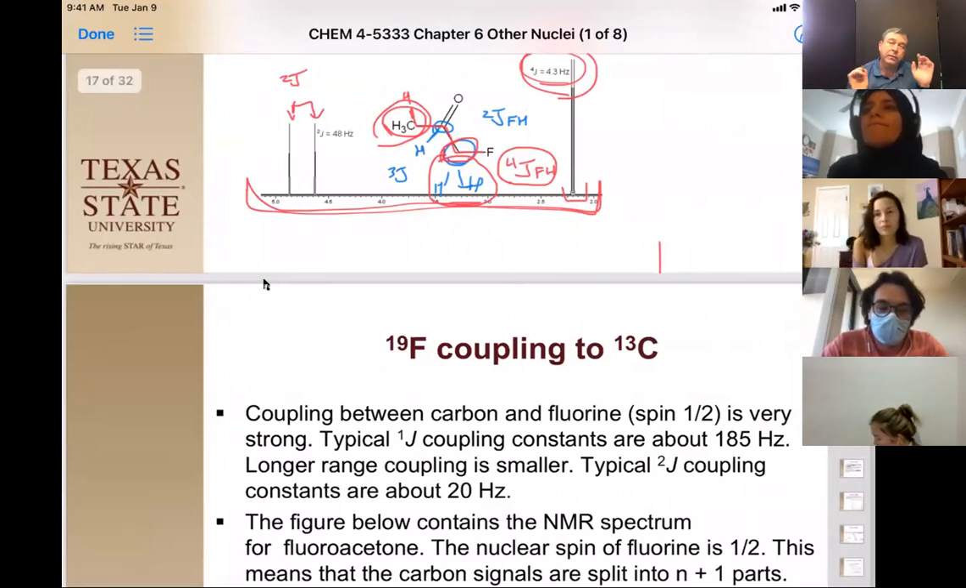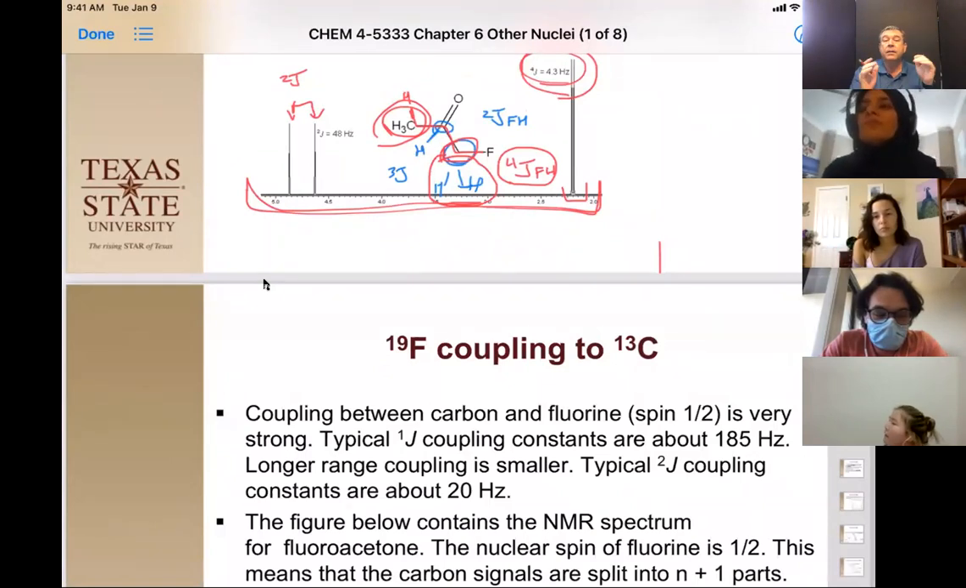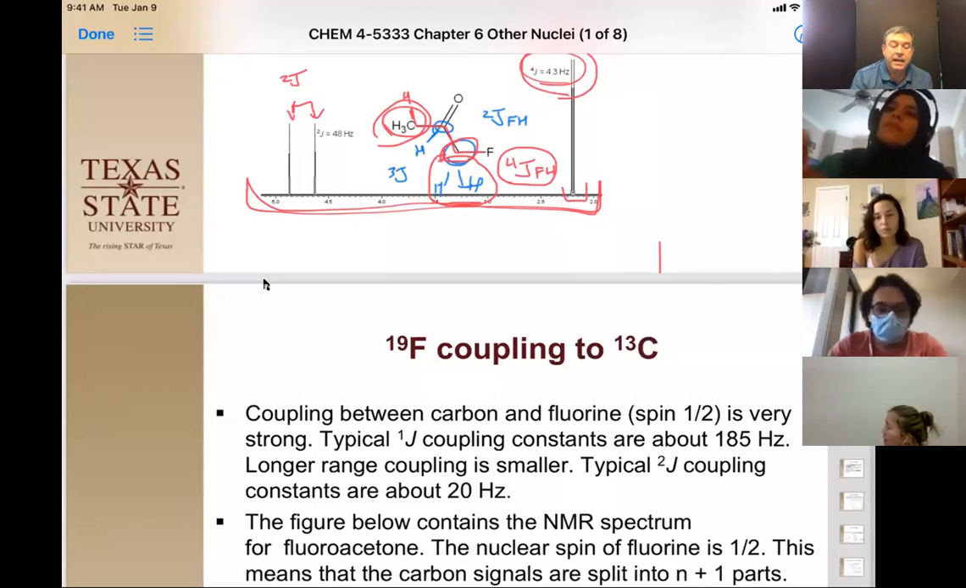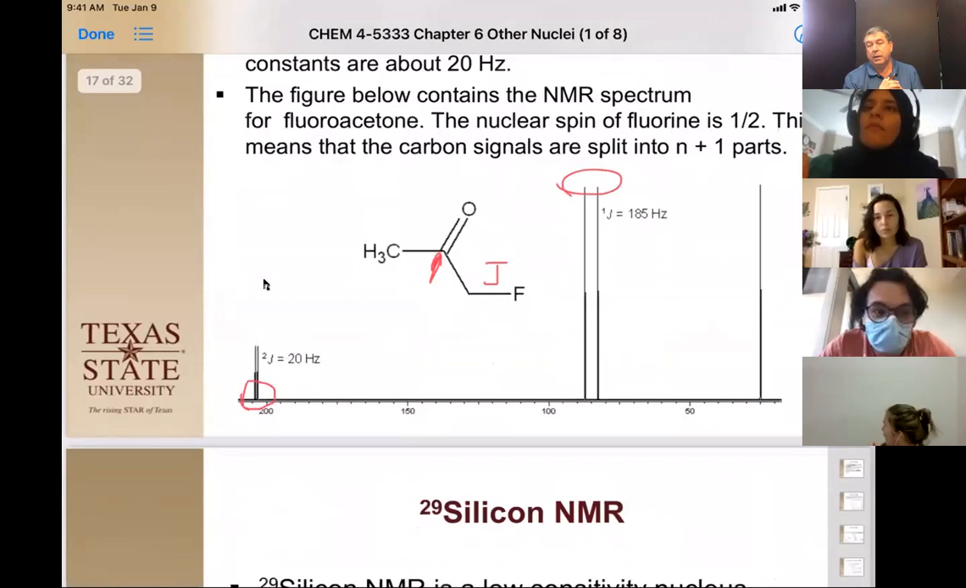Okay, so that makes fluorine actually a really, really useful probe. You can look at the fluorine directly itself and see where its electronic structure is. Is it sp2, is it sp3, et cetera. You can then do a non-decoupled experiment in hydrogen and look for two bond and three bond and four bond couplings. And then in carbon, you can actually do the one bond and two bond couplings as well.